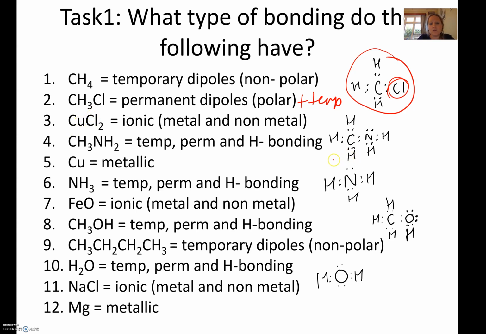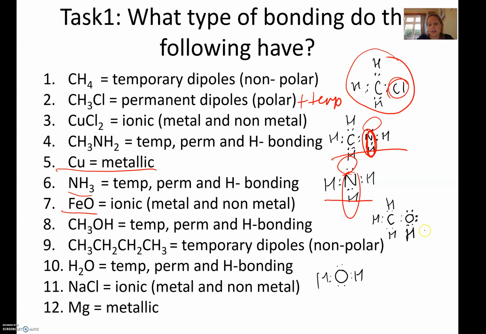This next one here, I've drawn it out for you because there's a lone pair. It's going to make it polar, and it contains this N-H covalent bond, which means it's got H bonding. And remember, every molecule has temporary dipoles. Cu, if you ever see just a metal element on its own, that just means that it's metallic. NH3, if you draw it out from level 2, there's a lone pair that makes it polar, so it'll have temporary, permanent, and it's also got this N-H, so it'll have H bonding. FeO, metal and non-metal, ionic, don't fall for the trap.